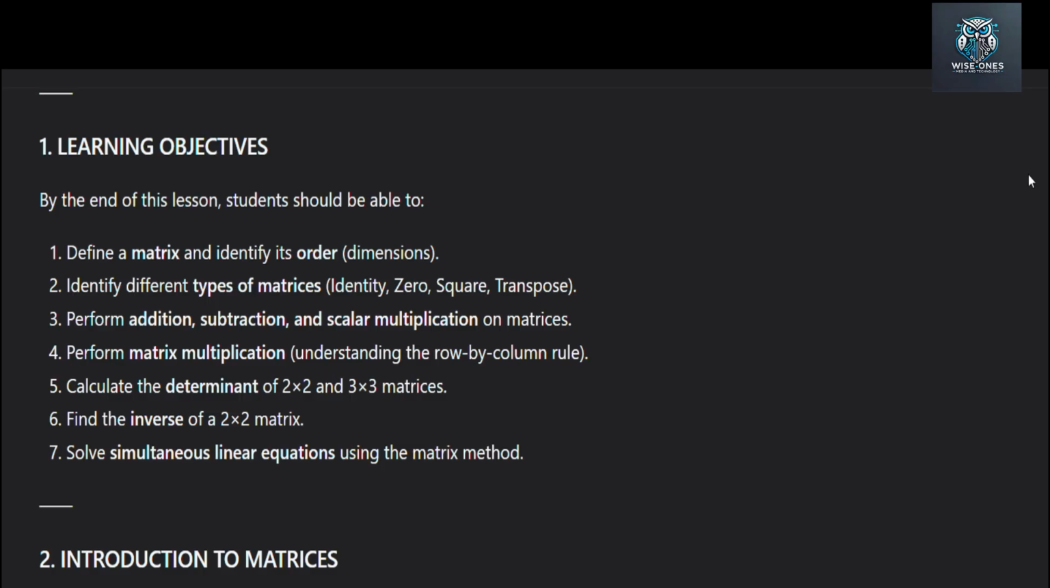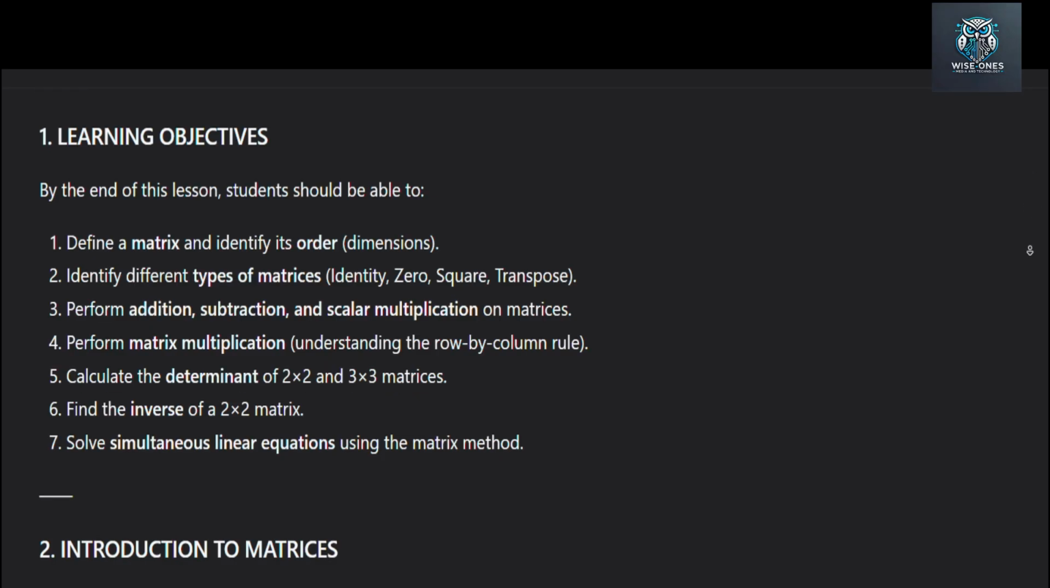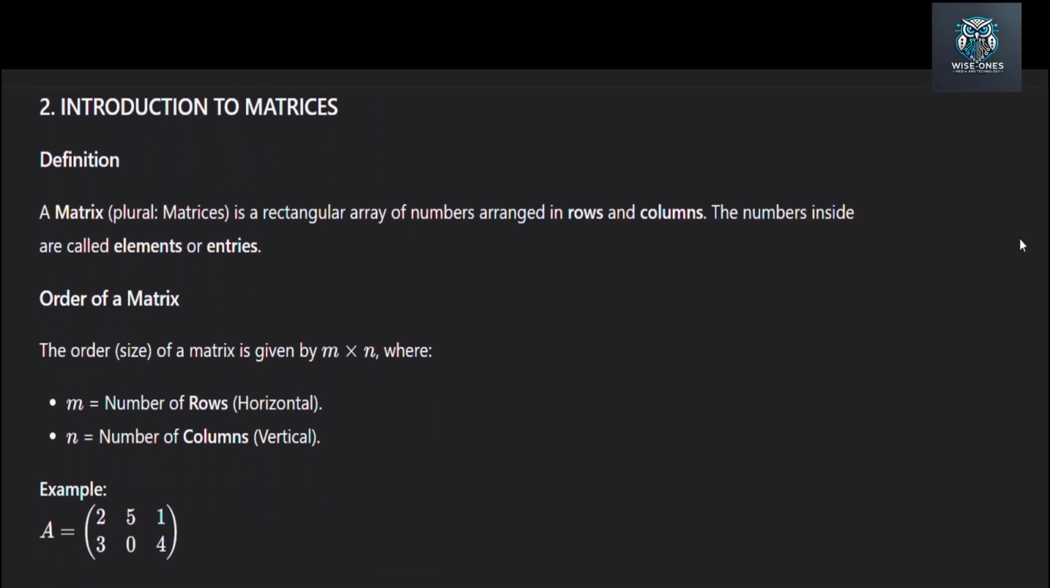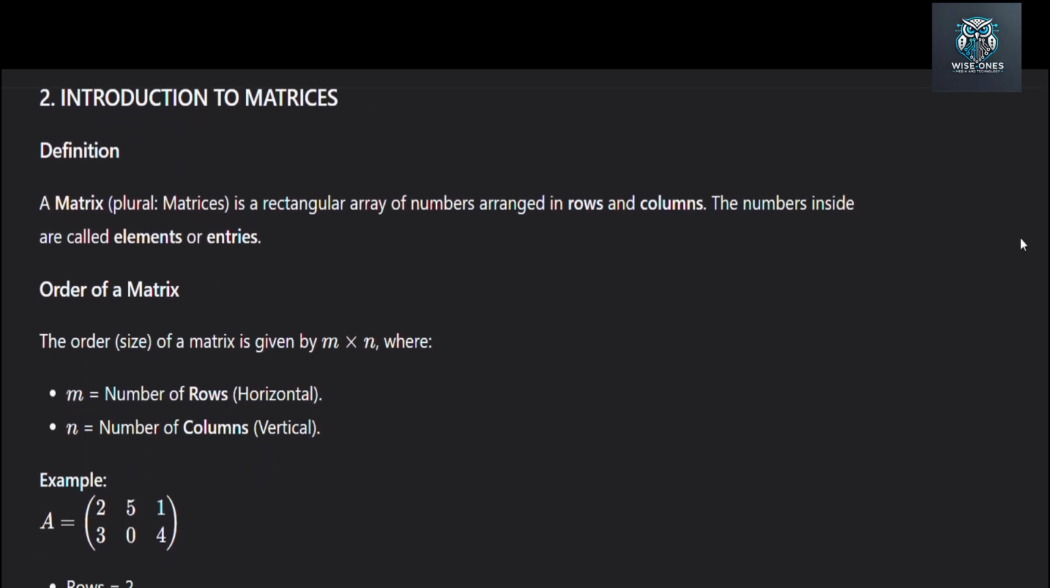Introduction to matrices. What is a matrix? The plural is matrices. A matrix is a rectangular array of numbers arranged in rows and columns. Think of it like a table or a grid. The numbers inside are called elements or entries. The order of a matrix is its size. It is given by m by n. Here, m is the number of rows.